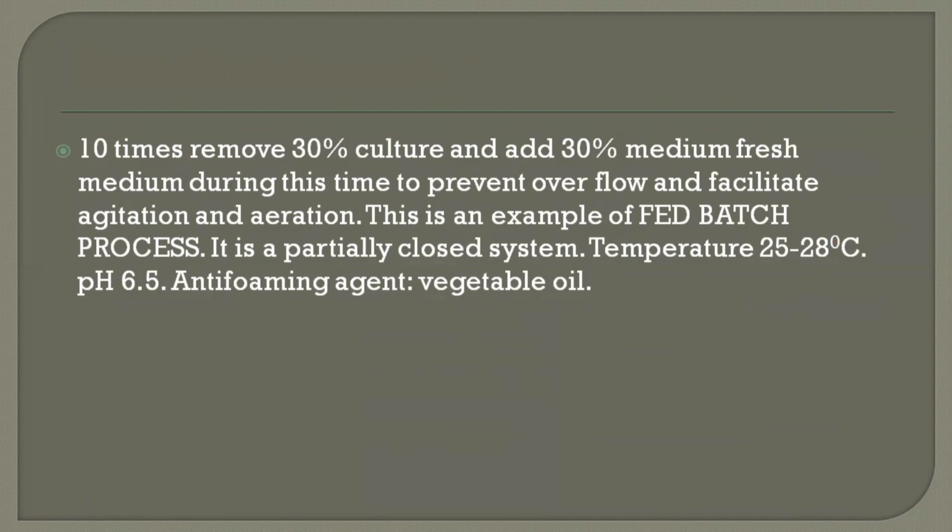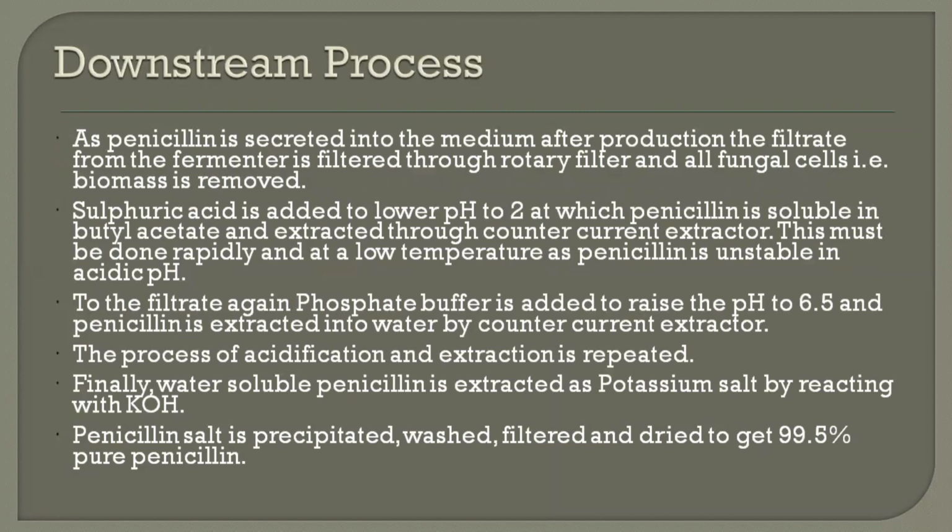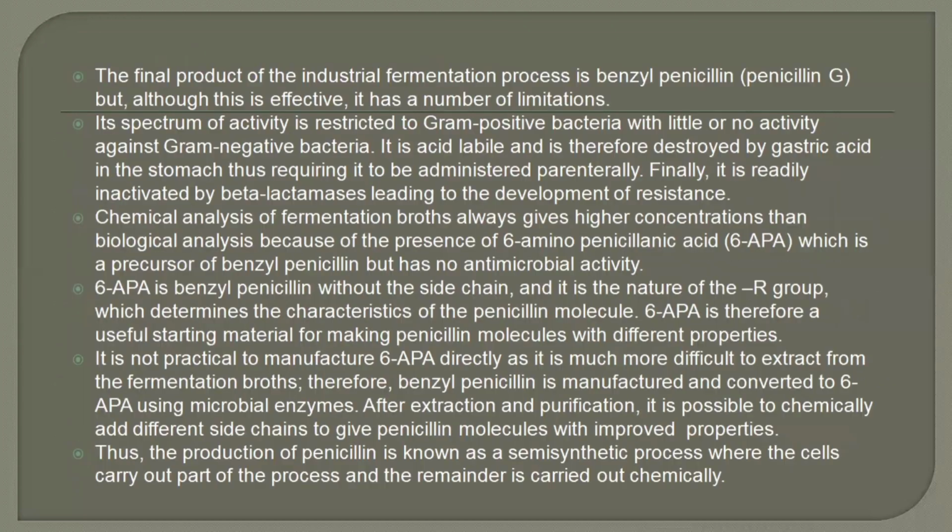Now, the downstream process. As penicillin is secreted into the medium after production, the filtrate from the fermenter is filtered through a rotary filter and all fungal cells are removed. Sulfuric acid is then added to lower the pH to 2, at which penicillin is soluble in butyl acetate. Extraction proceeds by countercurrent extraction. This is done at low temperature because penicillin is unstable at acidic pH.